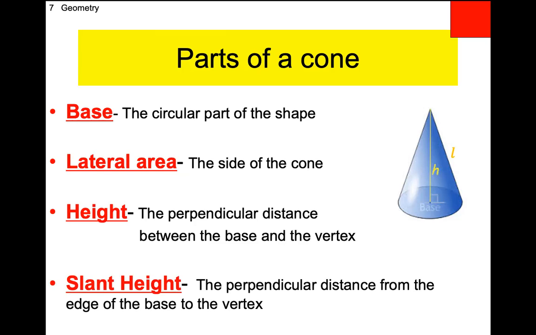The base, that's the bottom, or the circular part. Yes, most cones do sit, in fact, on their base. It looks weird. They roll around if they don't. The lateral area is that curved surface that makes up the side. The height is the distance between the base and the vertex. And lastly, the slant height is the distance along the outside of the cone from the edge of the base to the vertex. And it is also measured perpendicularly. Parts of a cone: base, lateral area, height, slant height.